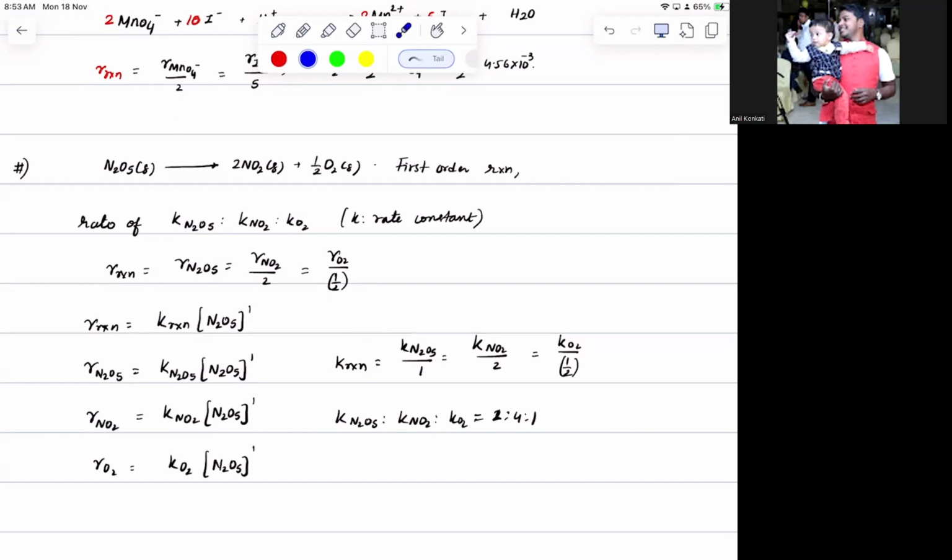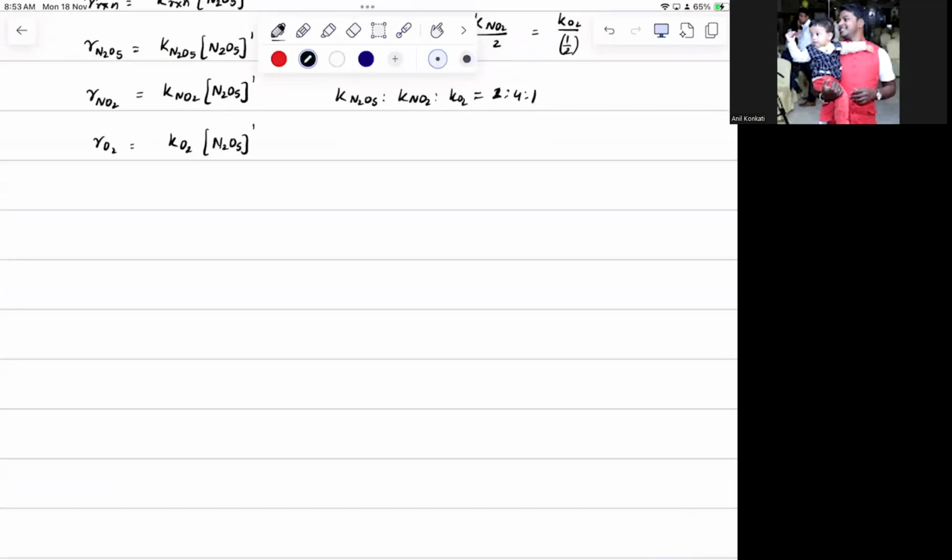Next, you have to understand the term: what is the differential rate law equation.